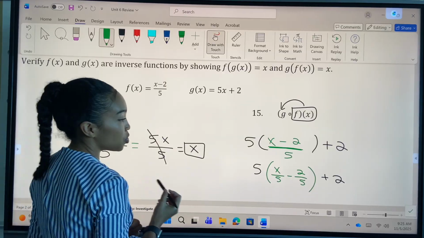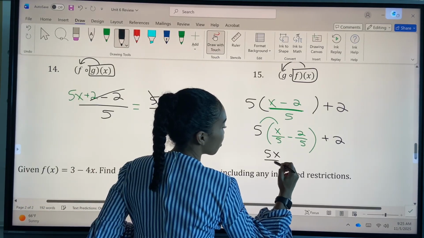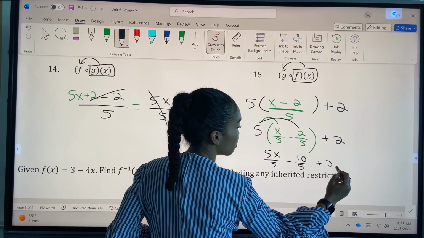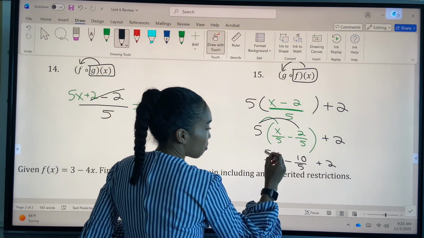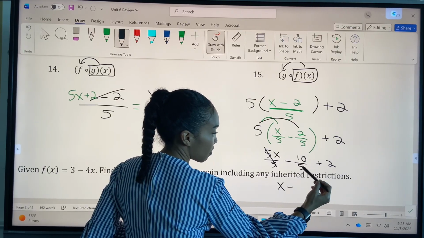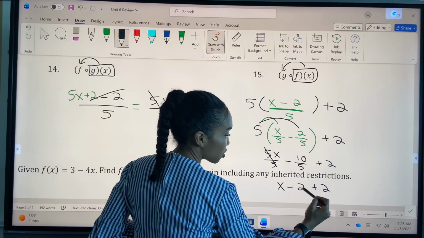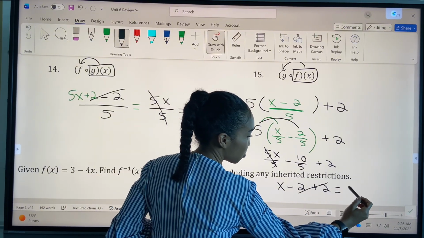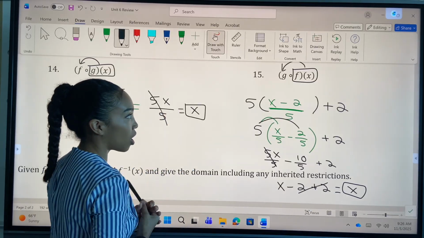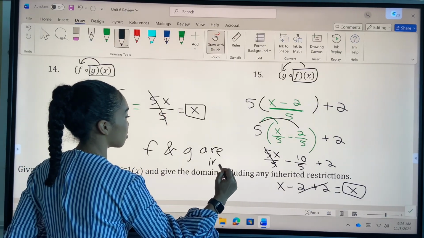So I'm going to distribute the 5. So this will become 5x over 5 minus 10 over 5 plus 2. Well, 5 divided by 5, that's just x, minus 10 divided by 5 is just 2, and then you have plus 2. Well, negative 2 plus 2, that's just 0, so you're left with x. So because I'm left with x both times I did the compositions, f and g are inverses.